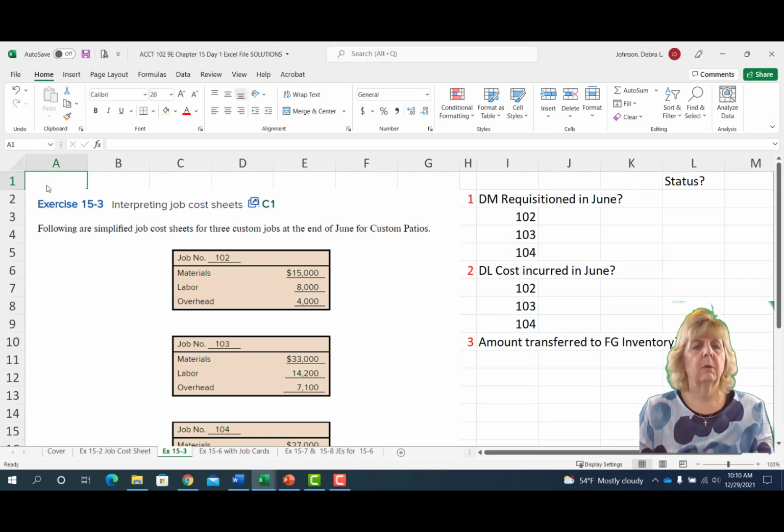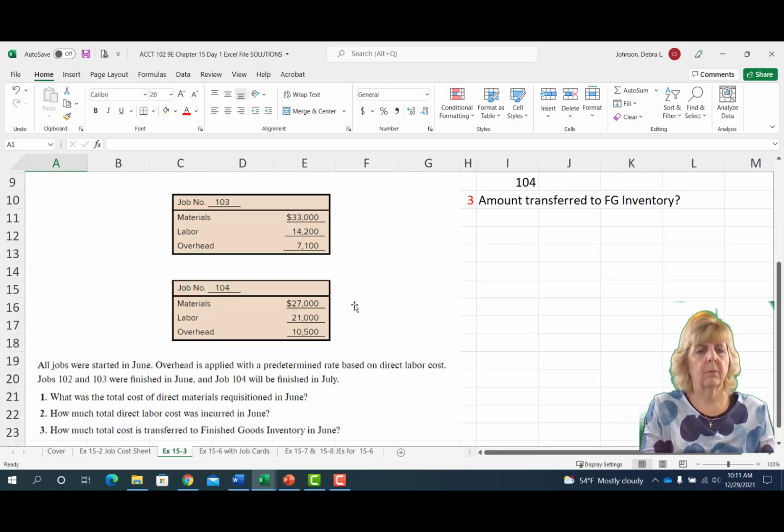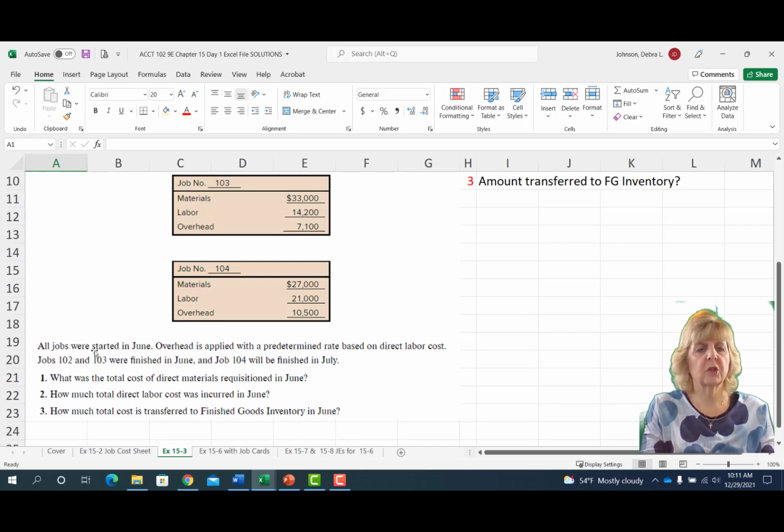Let's read the next problem together. This problem also deals with interpreting job cost sheets. So they give us 3 different jobs in various stages of production. They let us know that these job sheets are as of the end of June for a custom patio manufacturer. And if we keep reading, it says all the jobs were started in June. Okay, that means that there was no beginning WIP. These were started, and in a moment we'll read about the status of the job.